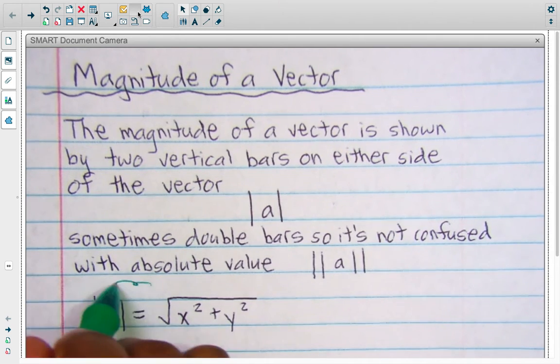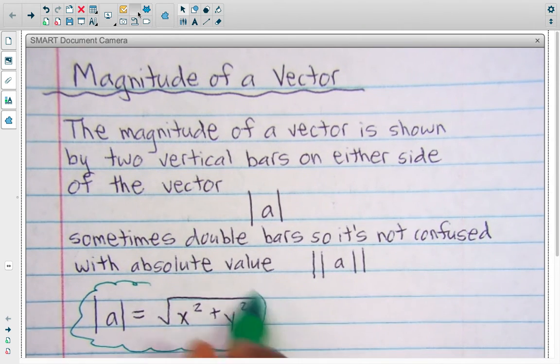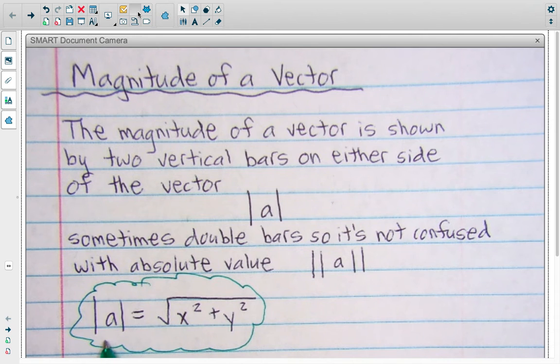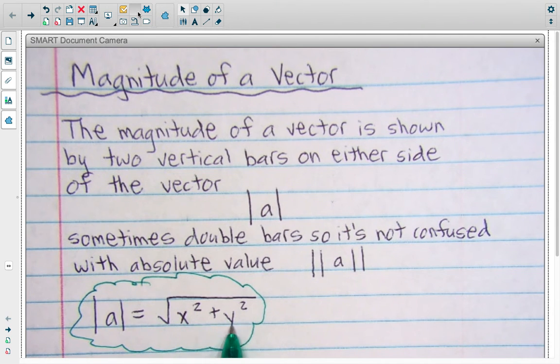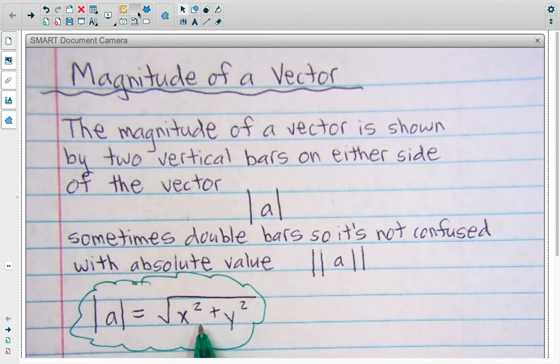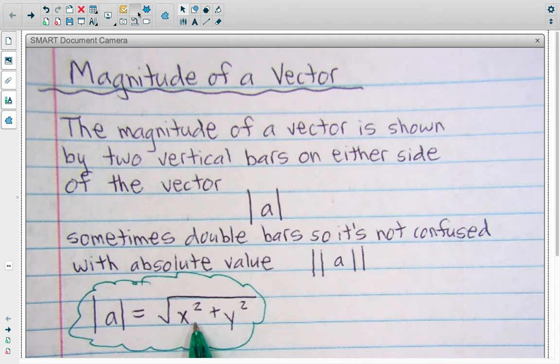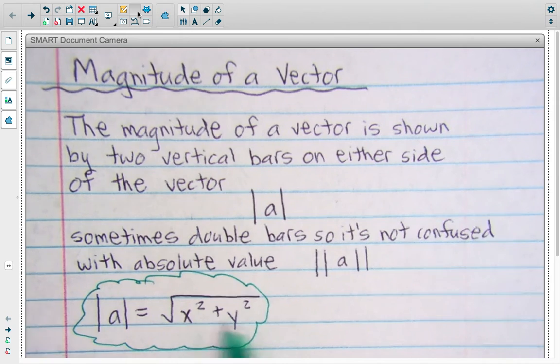So this is a formula that we need to know. The magnitude of vector A is equal to the square root of x squared plus y squared. This is from the Pythagorean theorem: a squared plus b squared equals c squared. We're trying to find the size of it, except we're only using the x and y coordinates.